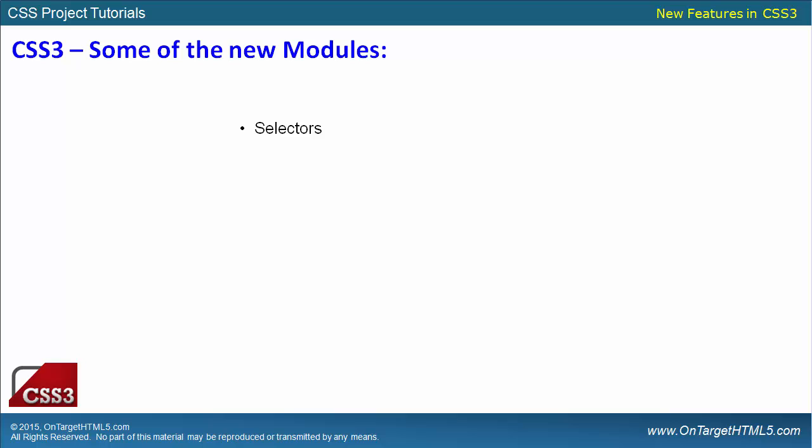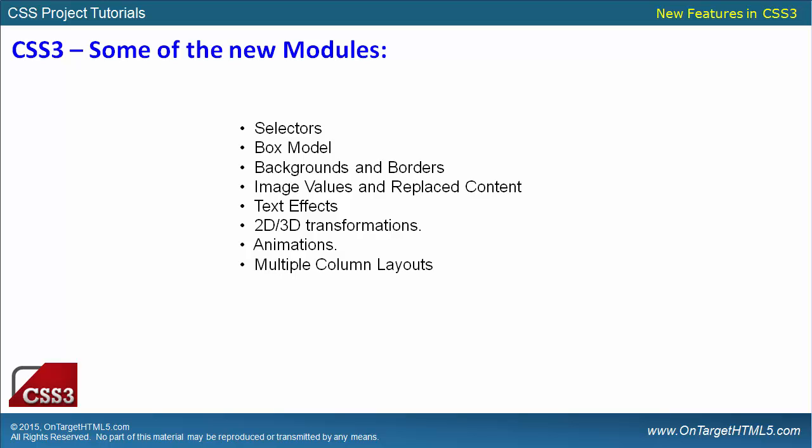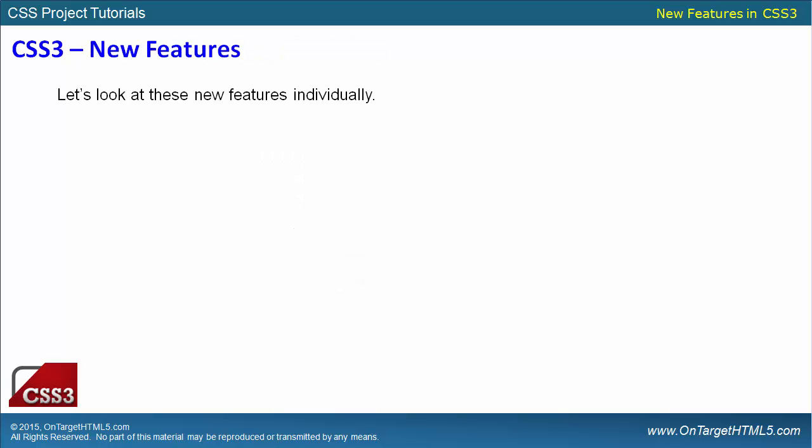First, we have a lot of changes in the selectors and how they're addressed, and we're going to go through those. We've got changes to the box model and how we actually lay out our pages now in CSS3. Backgrounds and borders, a lot of new additions for backgrounds, a lot of new additional properties for borders. Image values and replaced content, a lot of new additions to those. We have now text effects that are built into CSS3, 2D and 3D transformations, animations, multiple column layouts, and user interface. There's a lot of new stuff in CSS3 that's going to make our designing of our web pages much simpler than it used to be with the older versions of CSS.